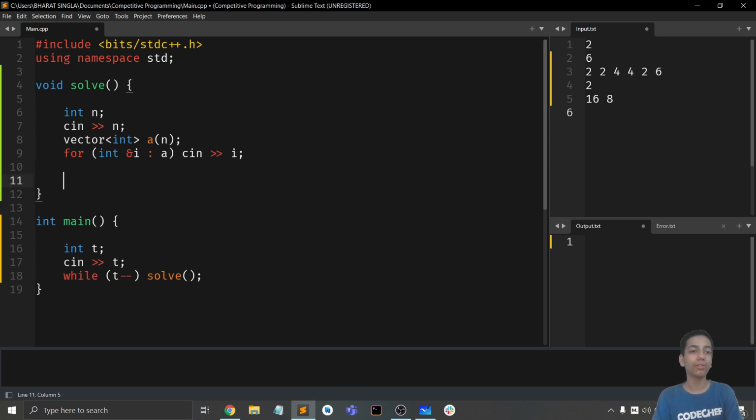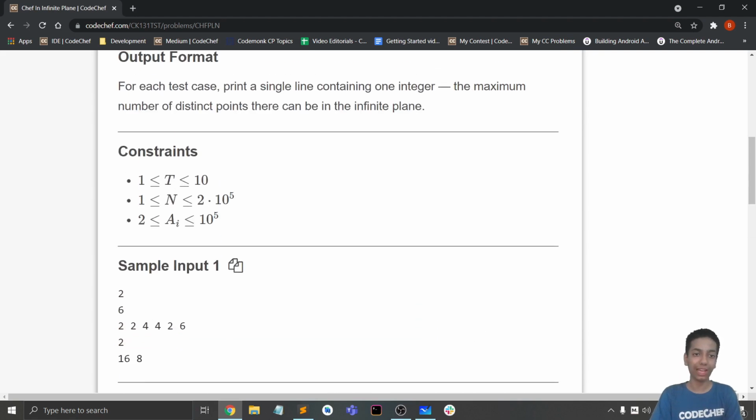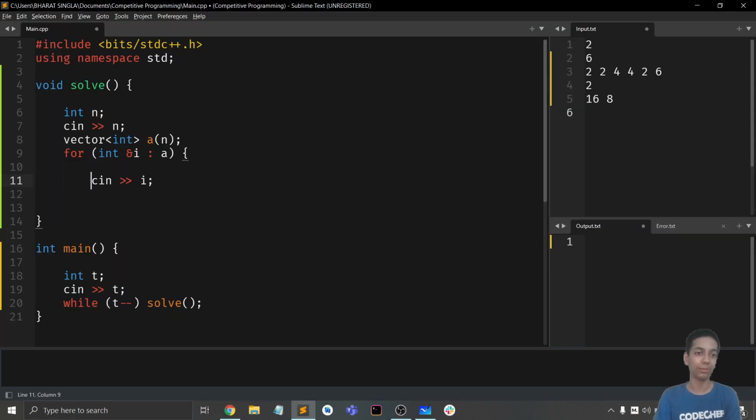right? And then what we want to do is maintain a frequency map, right? So a map is a bit easier here, right? You can also use an array. It's basically the same, it's just that a map is a bit more comfortable, and it works when the constraints are low enough.